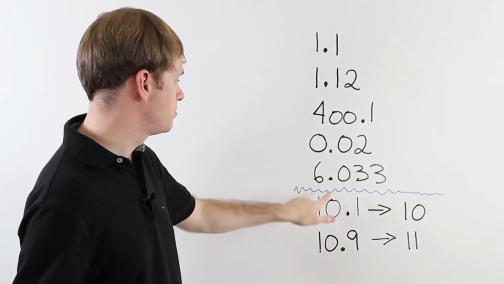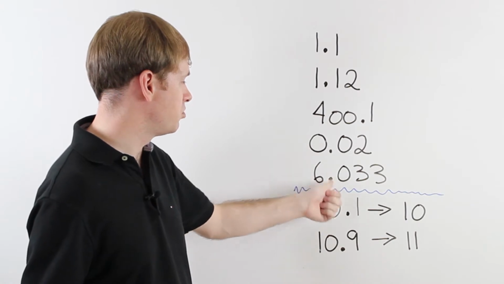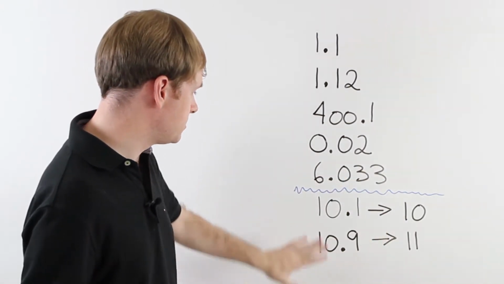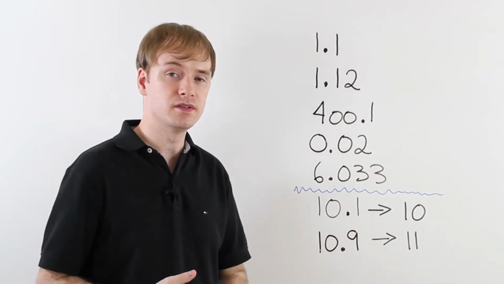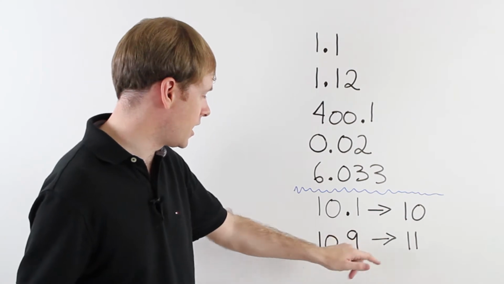The next number here, okay, we have more numbers. So 6.033 or 6.033, okay? Okay, let's move down to the last two numbers here. We have 10.1 and 10.9.